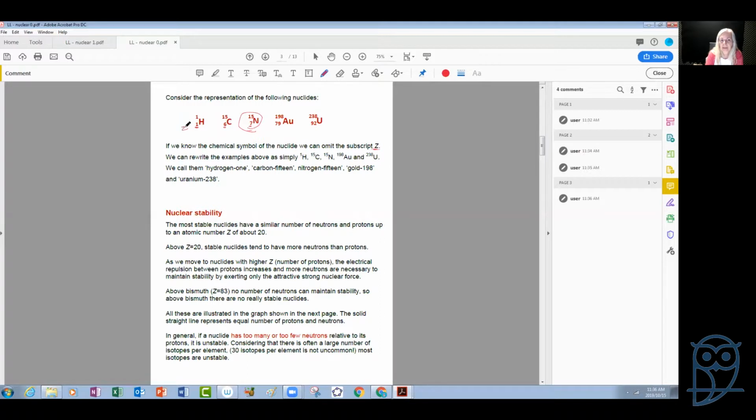The subscript Z is the atomic number, the bottom number. We can rewrite the examples above simply as hydrogen-1, carbon-15, nitrogen-15, gold-198 or uranium-238. There is no need to include the number Z here.